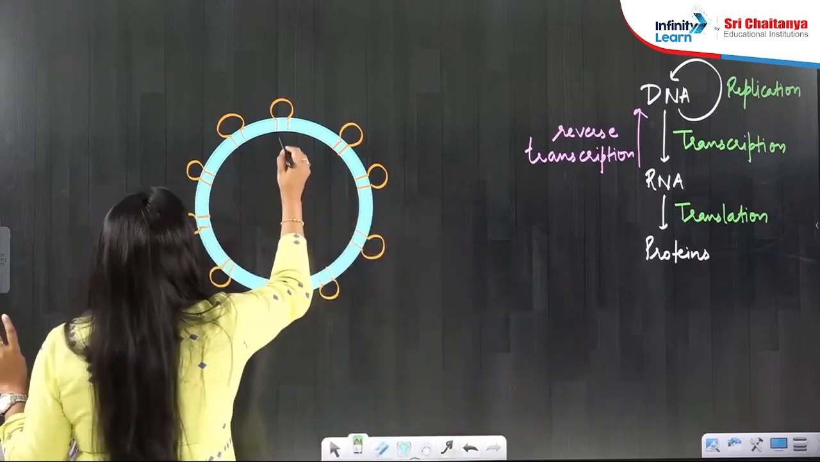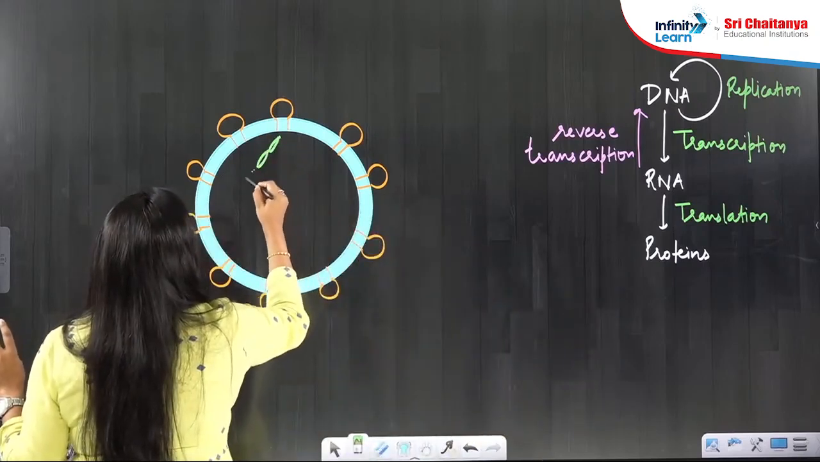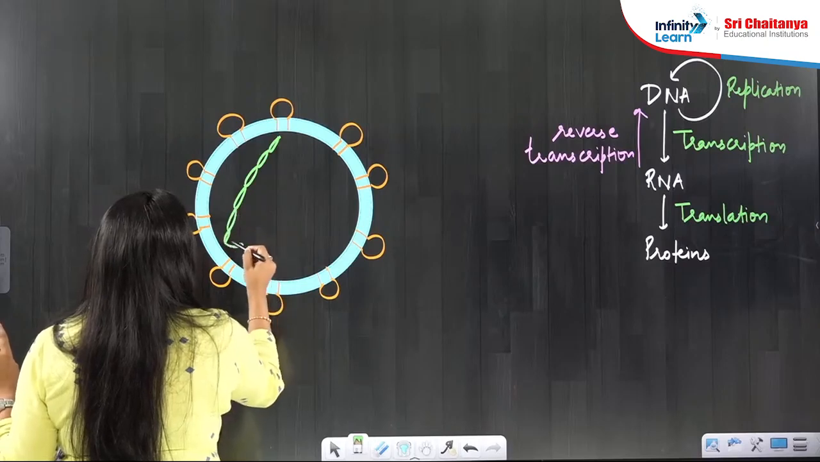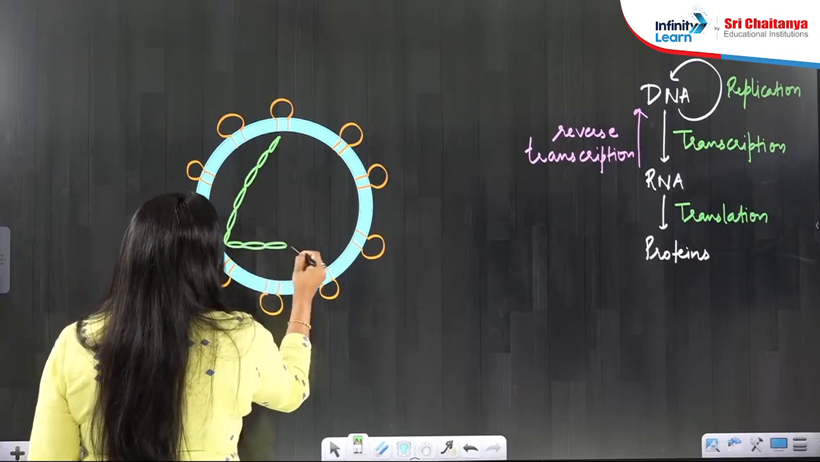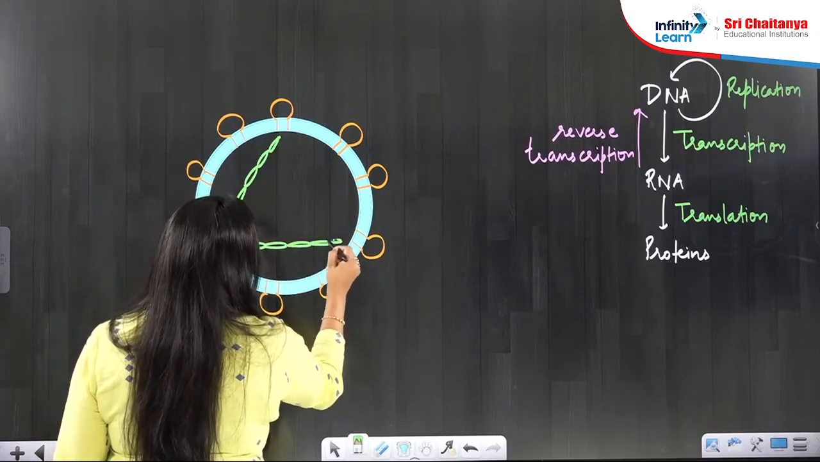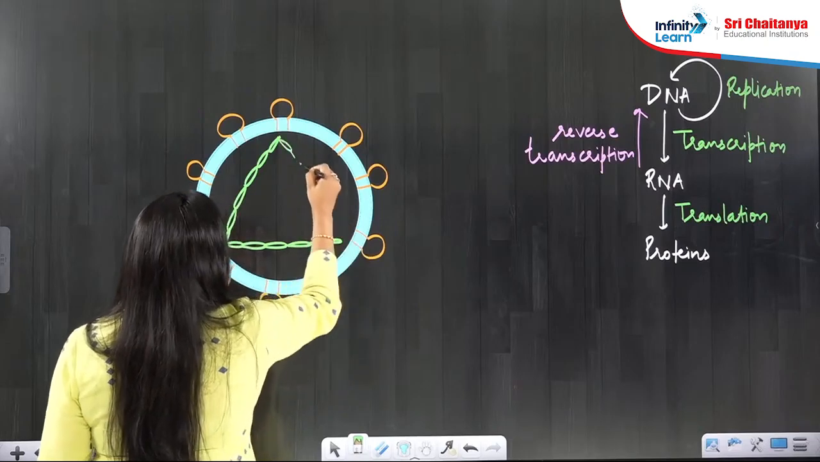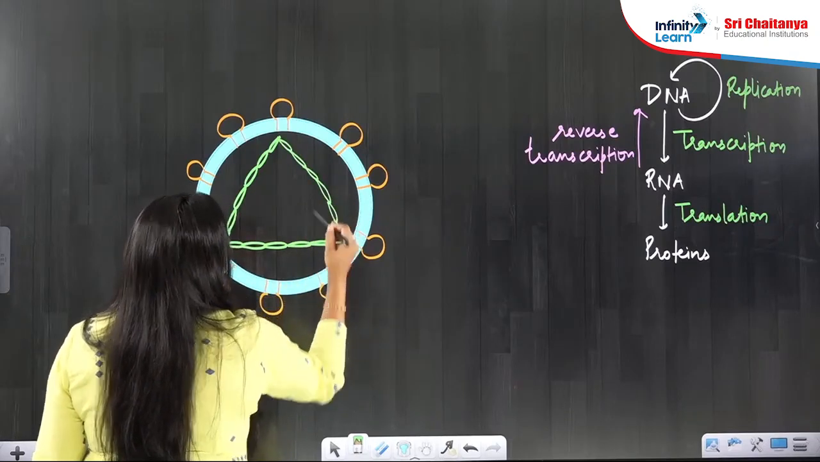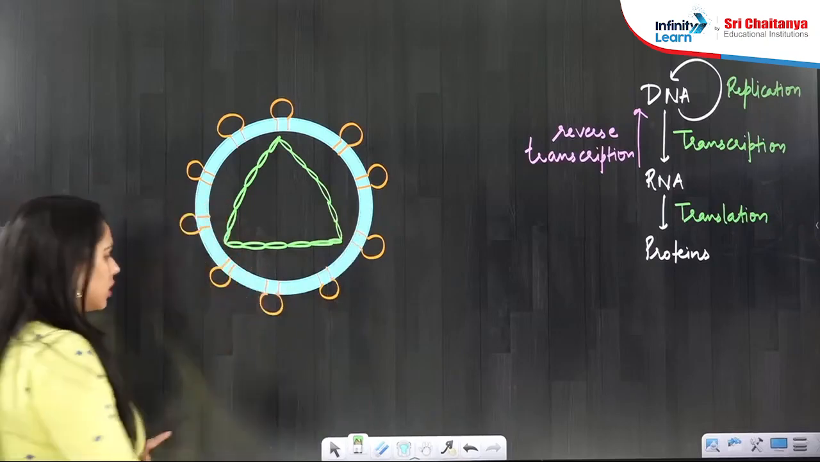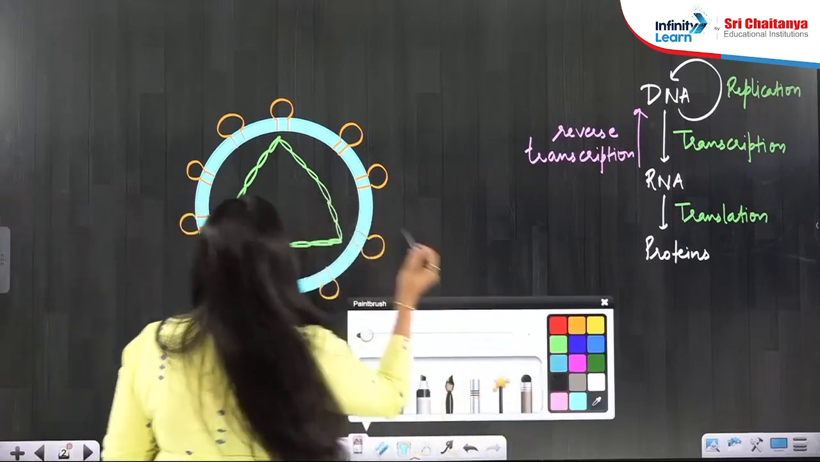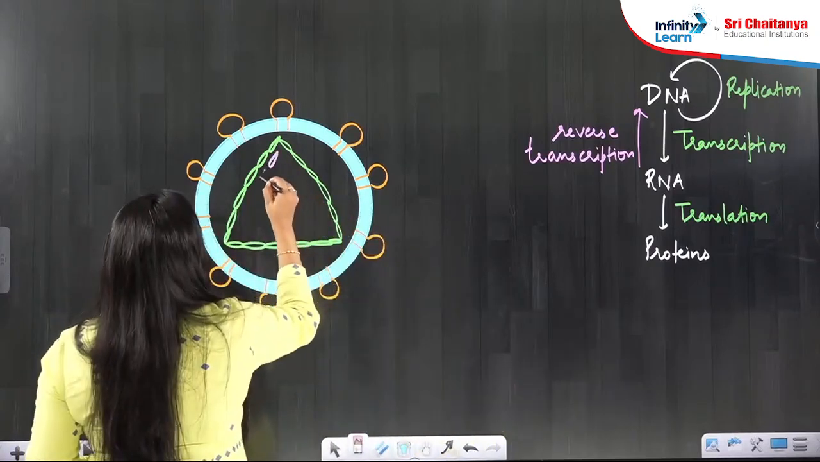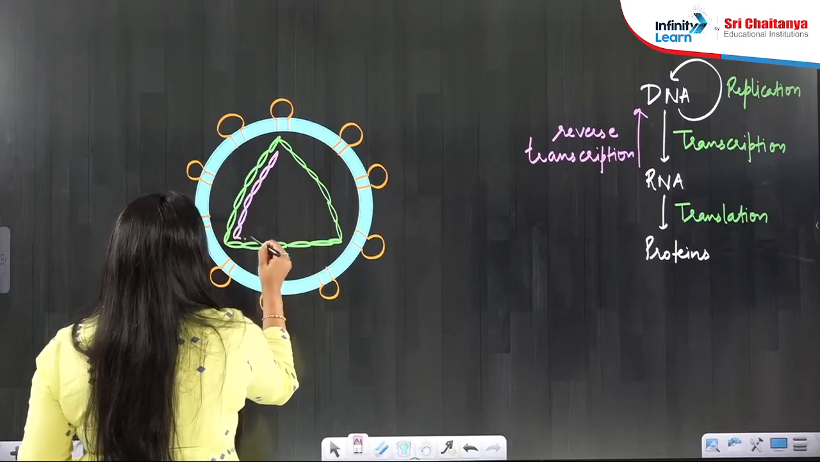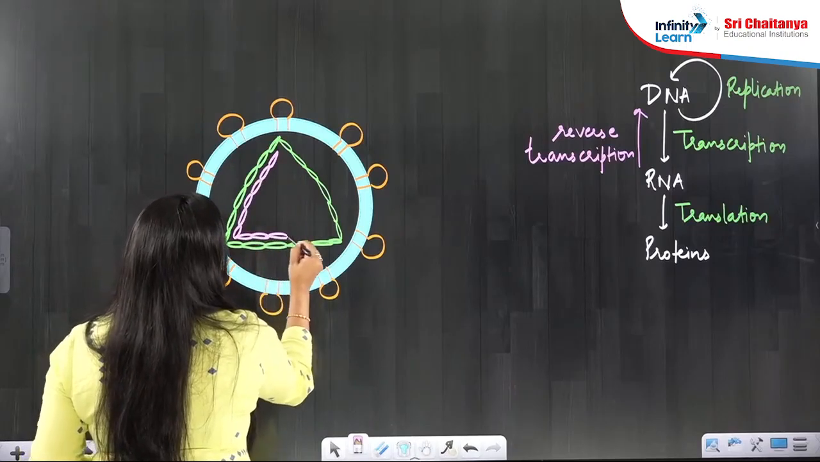Inside you will see two protein coats. So I am making two protein coats here. This is the outer protein coat, and one more protein coat is there inside. This is the inner protein coat. Outer and inner protein coat.